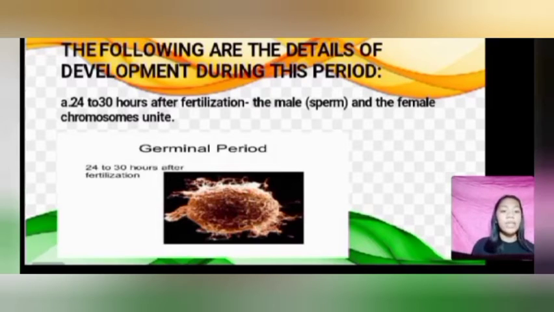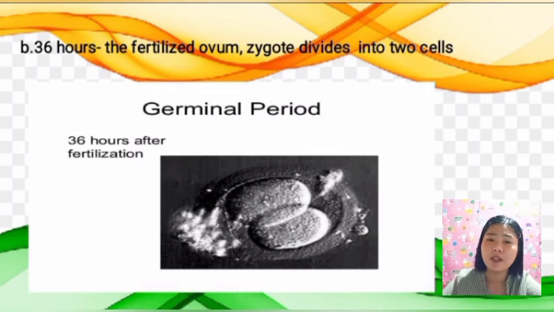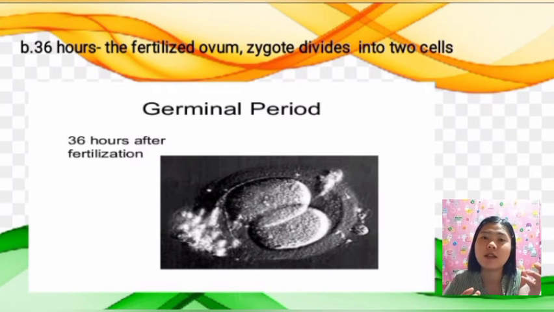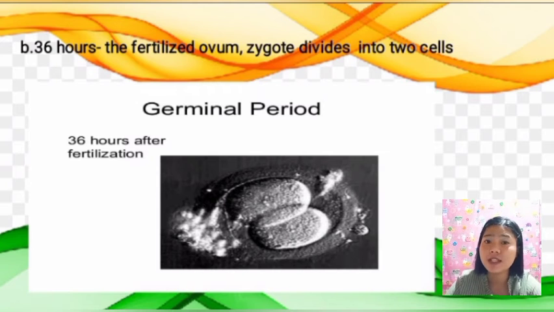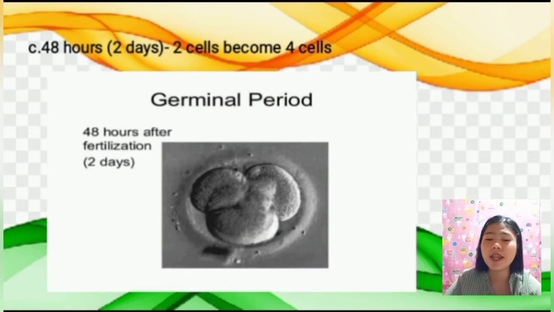In this picture you have seen that the germinal period has 24 to 30 hours after the fertilization. By the way, the ovum or the zygote is the fertilized egg cell, and this results from the union of a female gamete, which is the egg cell, with a male gamete, which is the sperm cell. During the next 36 hours, as you can see in the image, the fertilized ovum or the zygote divides into 2 cells.